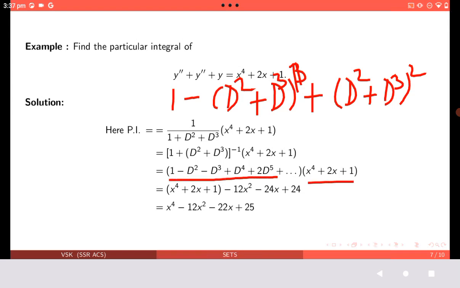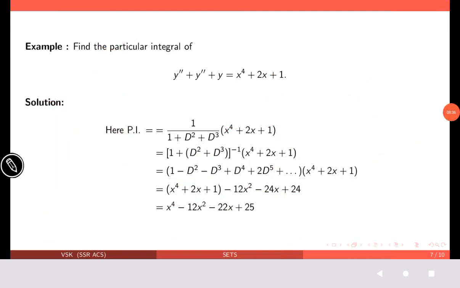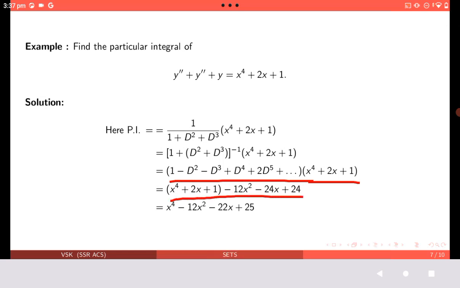So when we expand this, we get this term. And when we operate this, what is D? D is simply d by dx. What is D square? D square is the second derivative, d2 by dx square. So when we operate this on this expression and solve, we get this expression, and when we simplify, we get this expression. So by this way this question is solved.